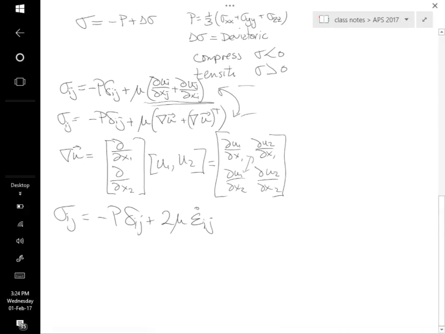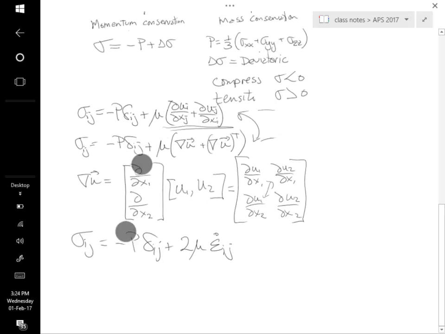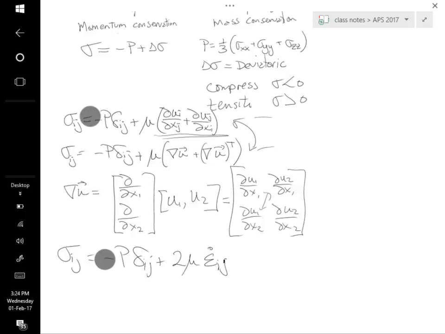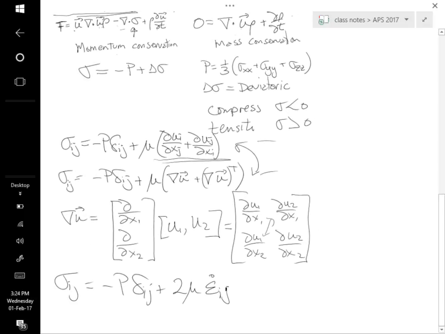So now what we need to do is say that, well, we understand what the stresses are, at least how we're going to define the stresses, and we want to put that into the momentum equation where the stresses appear. Okay, so we rewrite the momentum equation here.